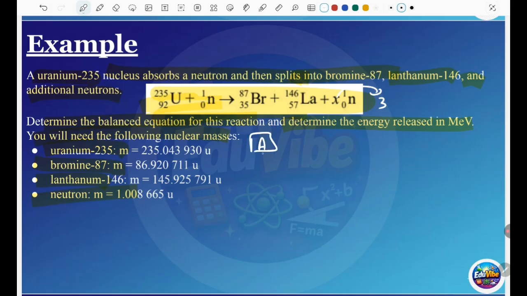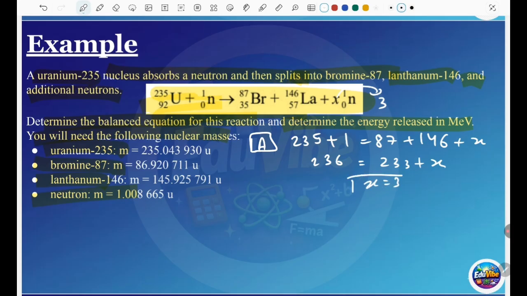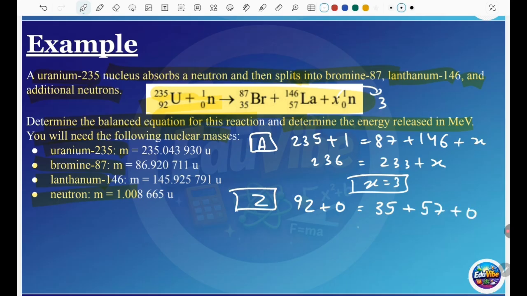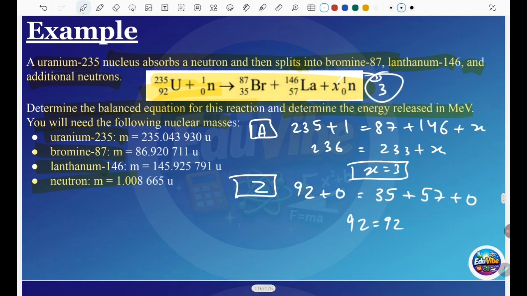So for A, which is the upper number, the number of nucleons: 235 plus 1 is equal to 87 plus 146 plus X. 236 is equal to 233 plus X. You will get X is equal to 3 when you subtract. Same, you have to check Z, which is 92 plus 0 equals 35 plus 57 plus 0. When you solve this, you get 92 is equal to 92. So that's the balance, and that 3 you have to add in the equation.